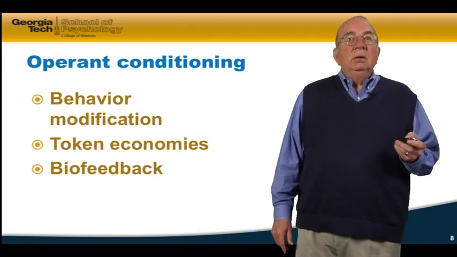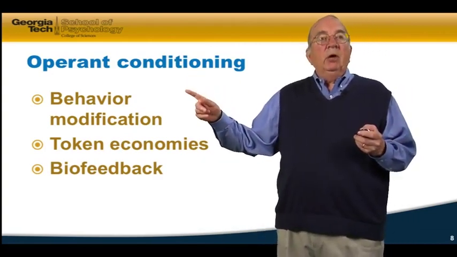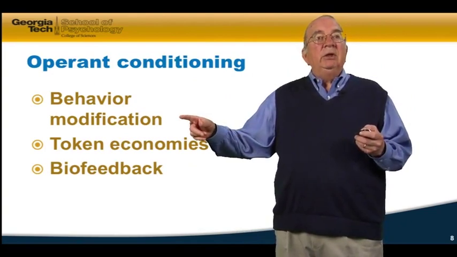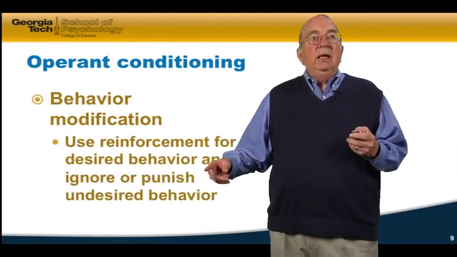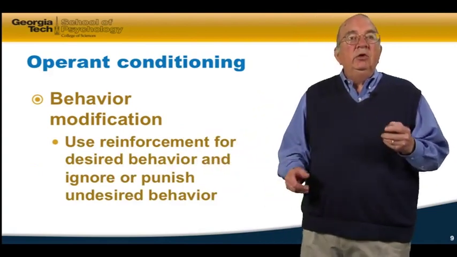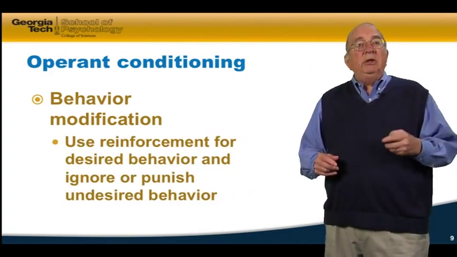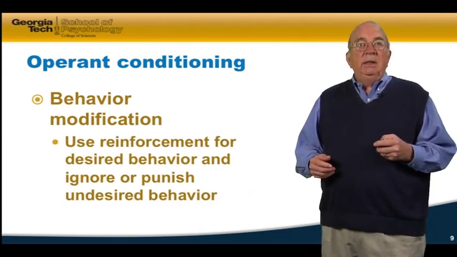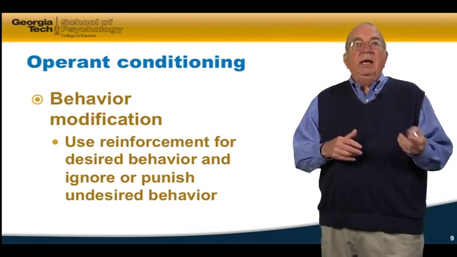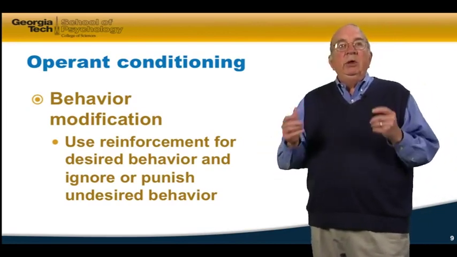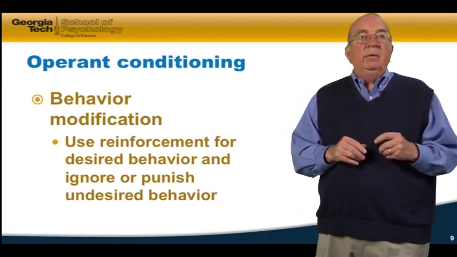There are also therapies that are used by operant conditioning. And we're going to talk about three: behavior modification, token economies, and biofeedback. In behavior modification, you use reinforcement for desired behavior and ignoring or punishing undesired behavior. So it's just exactly what we talked about when we talked about reinforcement and punishment, negative reinforcement, positive reinforcement. We're using that to change behavior, in this case, change the abnormal behavior.